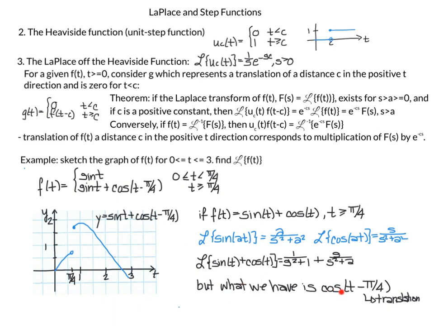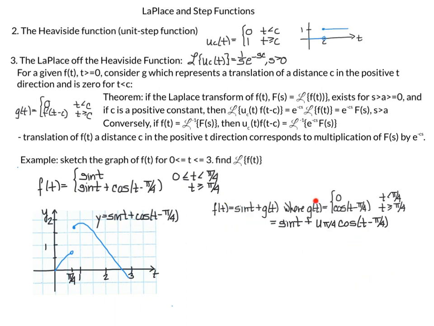But as I alluded to before, we have this step function, and also we have cosine of (t - pi/4). We don't have a formula for this form, but we can view it as a translation of our cosine function to the right by pi over 4 units. So our function now is sine of t plus our translation of cosine of (t - pi/4), multiplied by u of pi over 4, our Heaviside function, because I don't want this cosine of (t - pi/4) to come into play until t is greater than or equal to pi over 4.